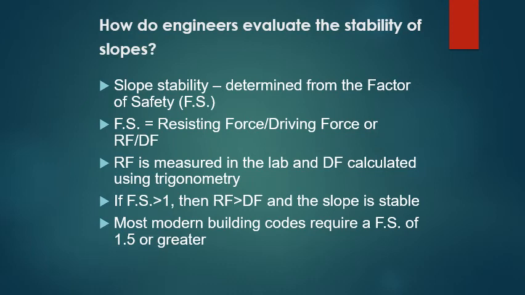This relationship is the simplest way of showing how the factor of safety is affected. There are more complex relationships or equations that can demonstrate the factor of safety of a slope. For most modern building codes, they require a factor of safety of 1.5. For major infrastructures like dams, they require a factor of safety of 3.5 or higher.